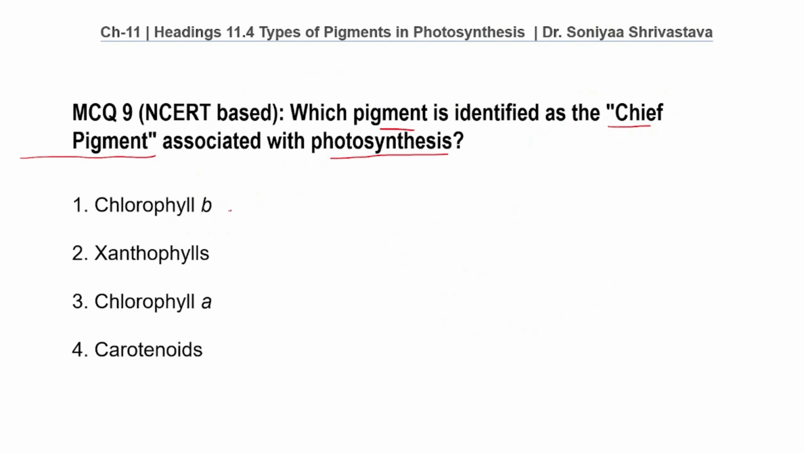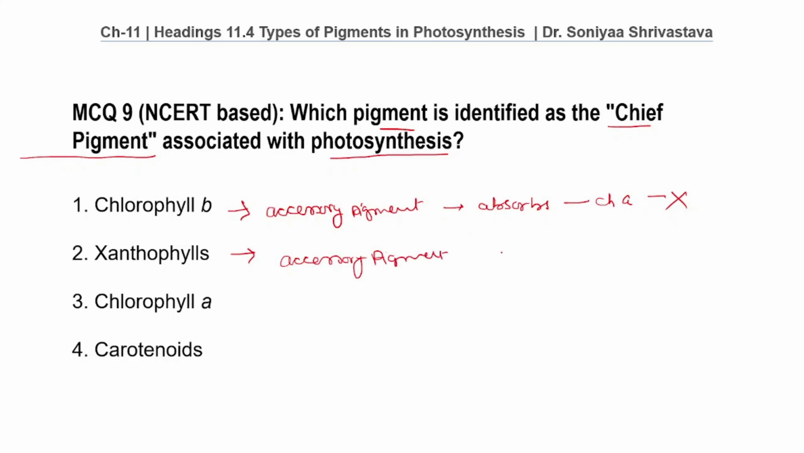Now let's see our options. Option number 1, chlorophyll B. Chlorophyll B is an accessory pigment, means it is the helping pigment. It absorbs light and transfers the energy to chlorophyll A, but it cannot act as a reaction center. So this option is wrong. Xanthophylls is also an accessory pigment. They help absorb light and protect the photosynthetic machinery, but they are not the chief pigment. So this option is also wrong. What about carotenoids? Carotenoids are also an accessory pigment. It also helps in light absorption, but they do not serve as the reaction center. So this option is also wrong.